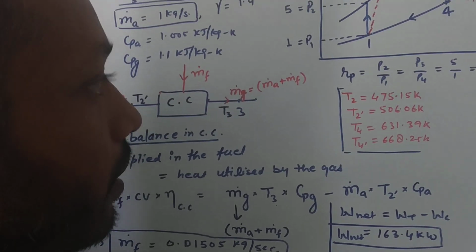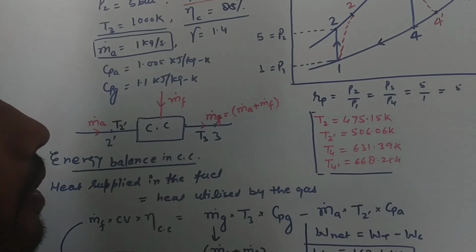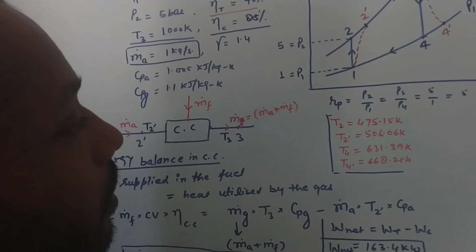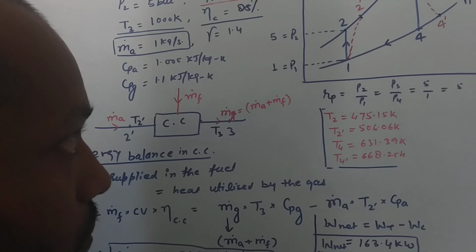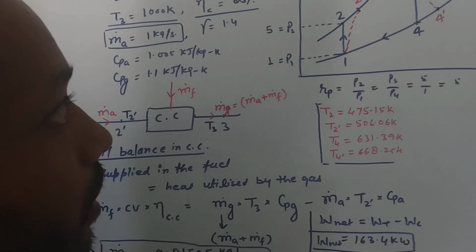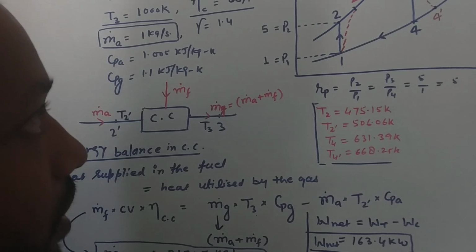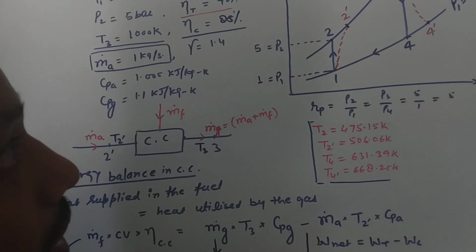So the main idea to solve this kind of problem is that, first of all, we have to draw the TS diagram showing all the processes including all the temperatures. After that we have to calculate all the unknown temperatures with the help of the isentropic law and by using the compressor and turbine efficiencies.